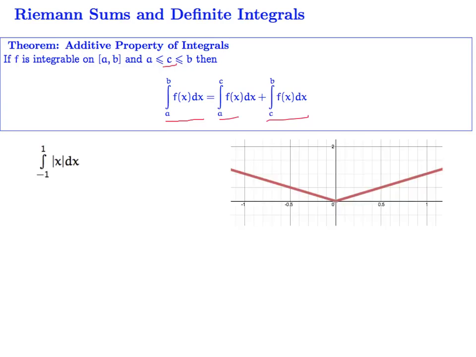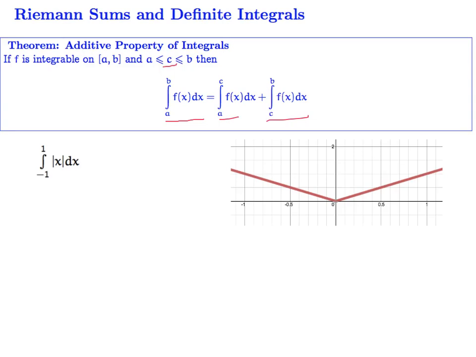So suppose we need to compute the integral from -1 to 1 of the absolute value of x dx. Well, in this case, we could go ahead and apply our limit definition, write out all those limits and sums, but we don't want to do that. Instead, we want to use our theorem. And our theorem says that we can break up integrals at points in between.